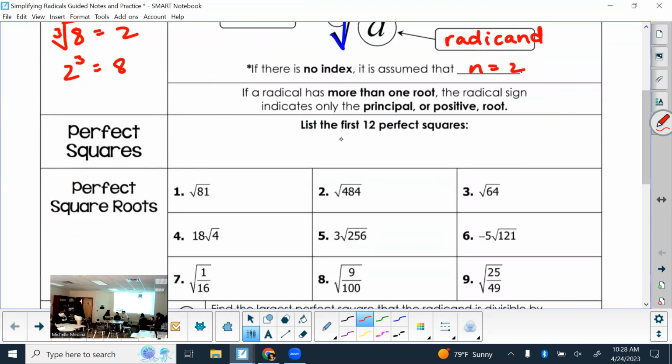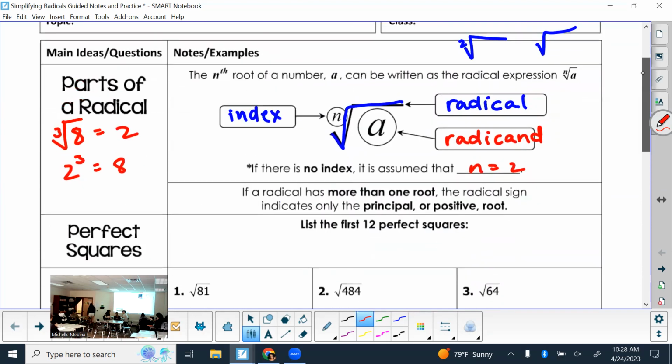Okay, so before we get into how to simplify, I think the simplifying is easy. But it's helpful to know what your perfect squares are. So what's 1 squared? If I take the square root of 1, I get 1. All right, what's 2 squared? 3 squared. 4 squared. Now keep doing that all the way up to 12, like 12 perfect squares.